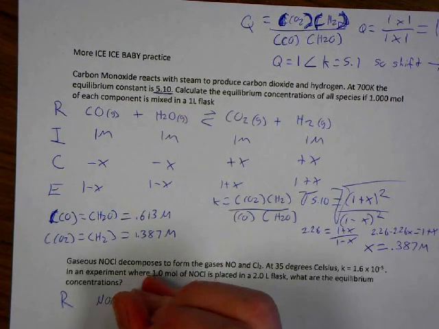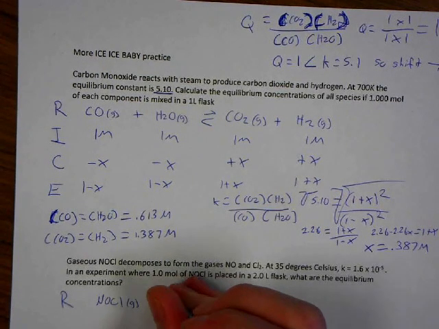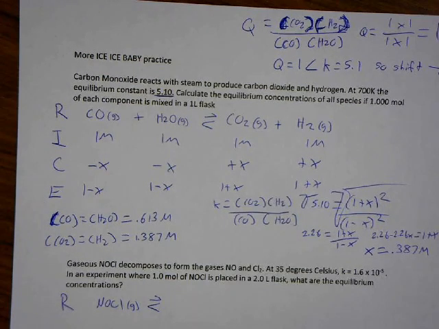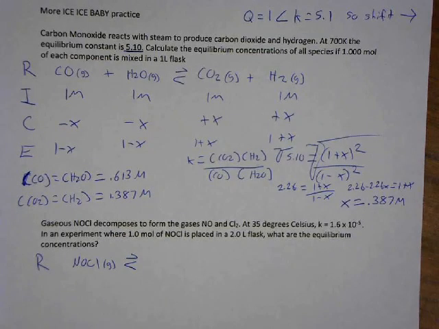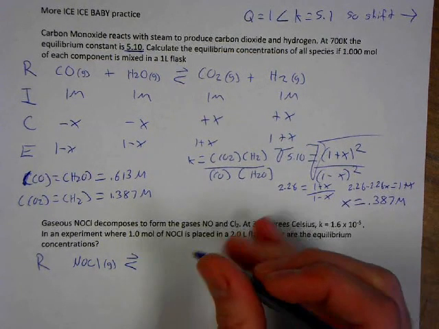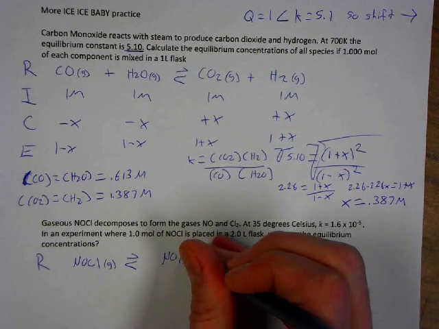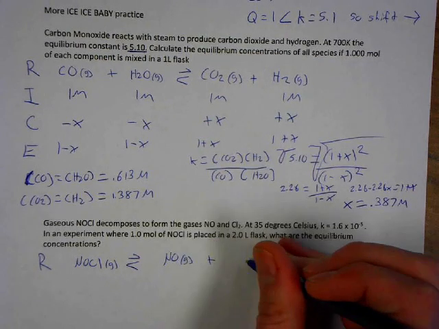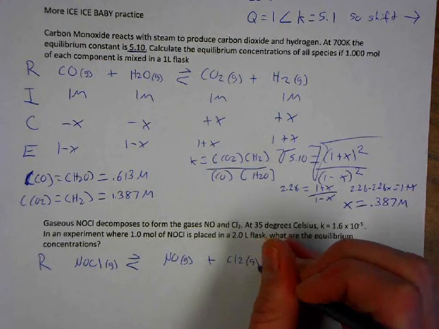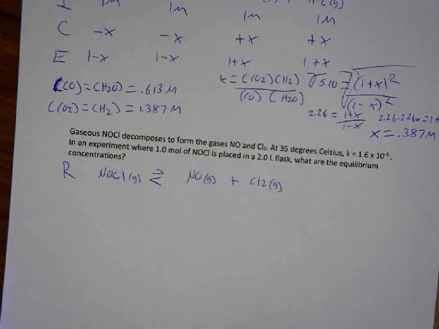Step 1, R. My reaction is NaCl, which is a gas, decomposes. Still equilibrium. We're just going to write equilibrium from this point forward. Decomposes into NO gas plus Cl2 gas.